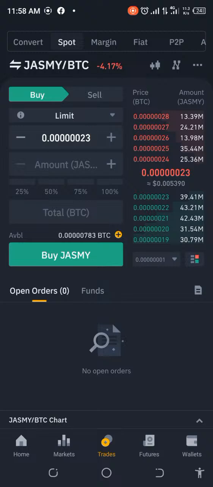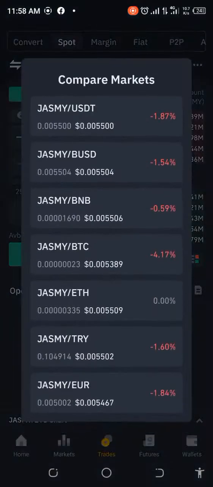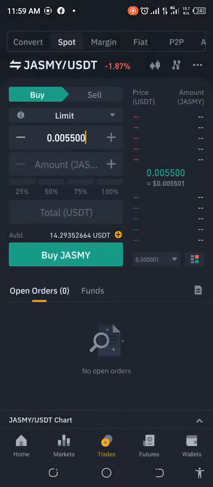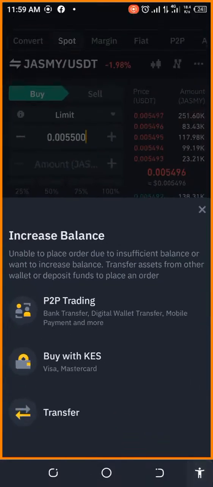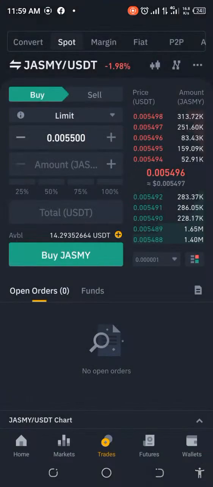Don't forget what we have. Let me go back to showing you what we have currently. Let me go back to Jasmine USDT so that you will see. What we have is 14.2935 USDT. That's what we have here, so I'm just going to use that to simulate.